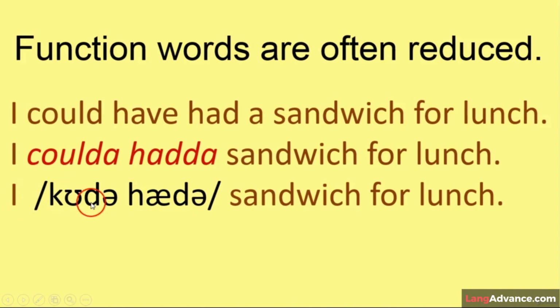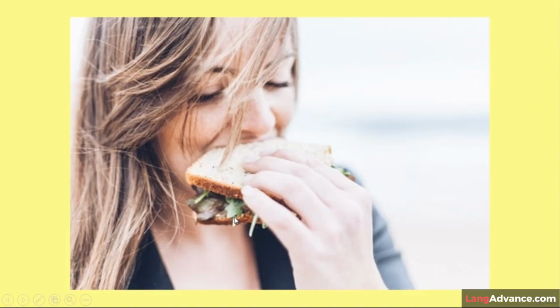And when we say this sentence, we tend to say these words faster. The function words are said shorter and faster than the content words. I coulda had a sandwich for lunch.